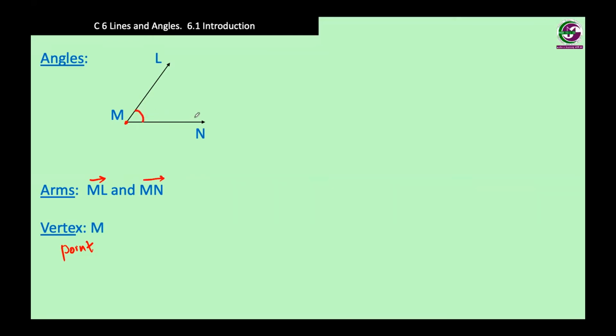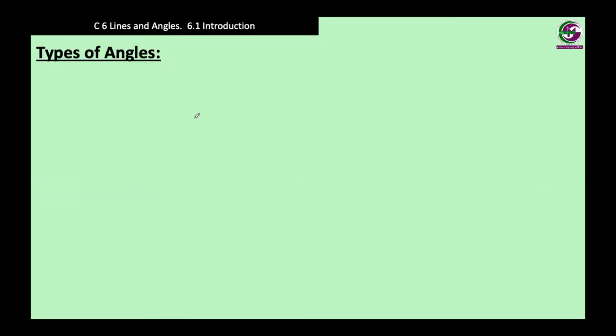Now let us see the types of angles. There are basically 6 types of angles. First one, acute angles. From the word itself, cute. Look at this one, cute means small ones.